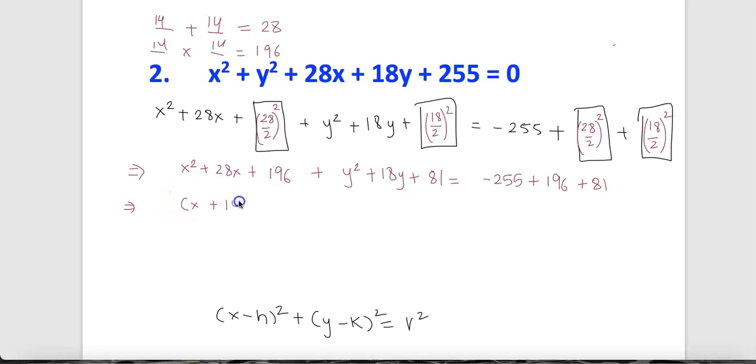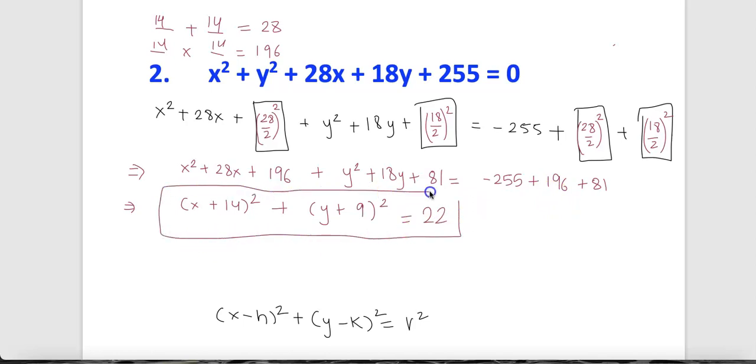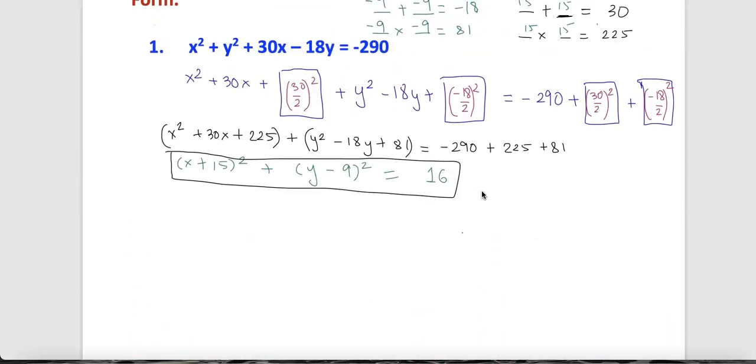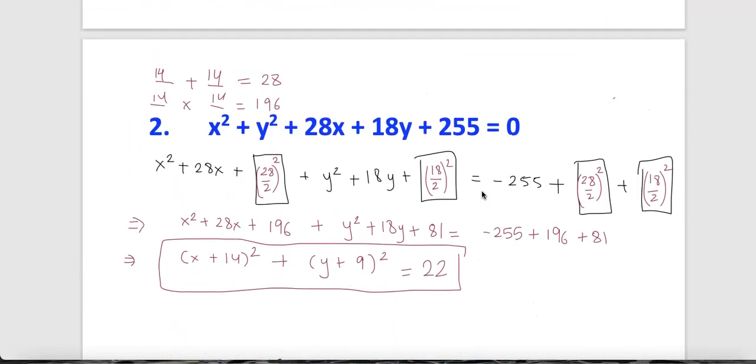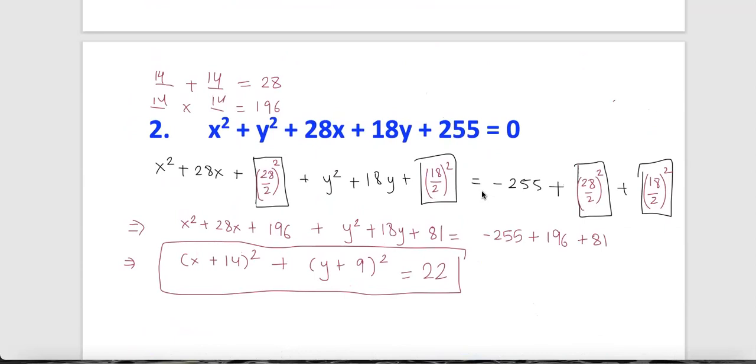So it will be x plus 14 whole square plus, now this part is quite easy for me, y plus 9 whole square, and for this part I need to simplify and find my answer. So let's go ahead and do this. When I solve this, my answer is 22, and this is the equation of a circle in standard form. Let me check this problem also in case I made a mistake. No, everything is correct. Here you go, this is my answer. So this is how you write the equation of a circle in standard form from the equation of a circle given in general form.